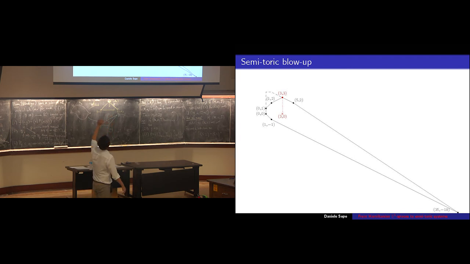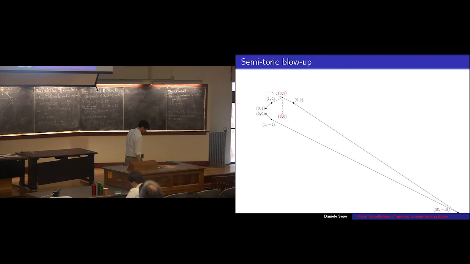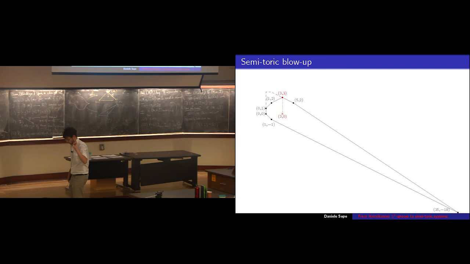And let me make two or three concluding remarks. Sorry for going slightly over time. The first one is, in future work, we'd like to understand the full complexity of the semi-toric blow-up, exactly how many choices you have. Blowing up is a very important operation in symplectic geometry, and especially in four-dimensional geometry.